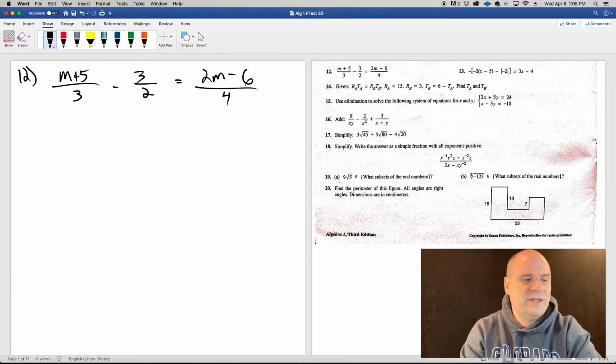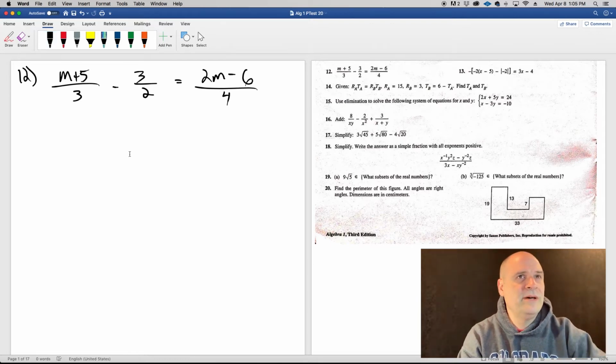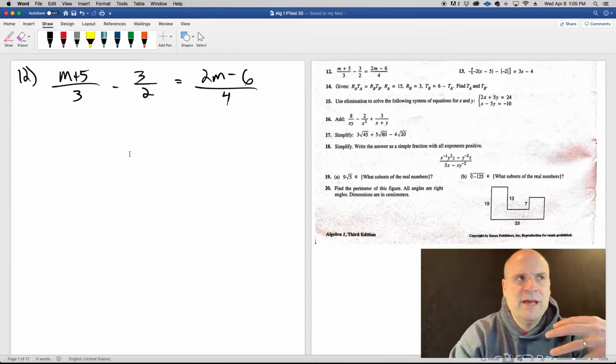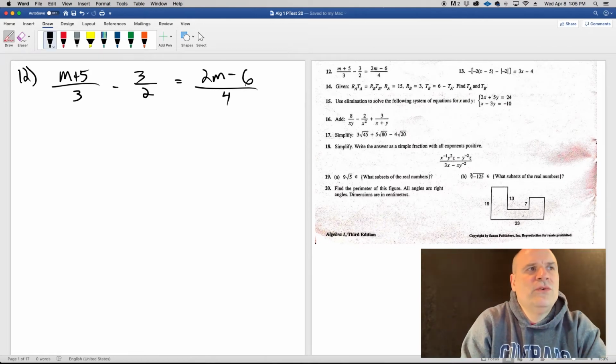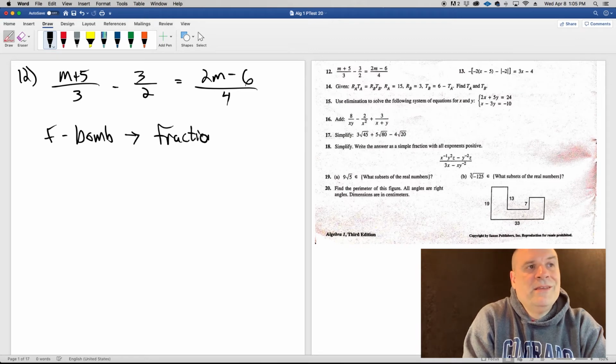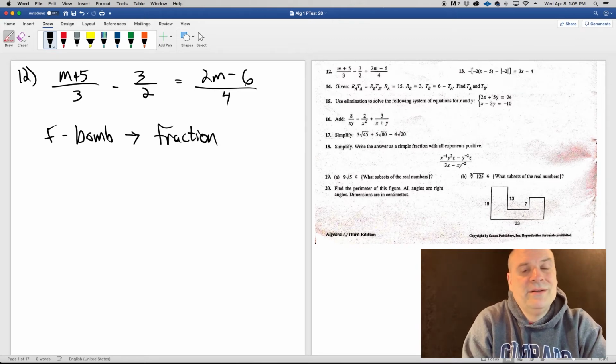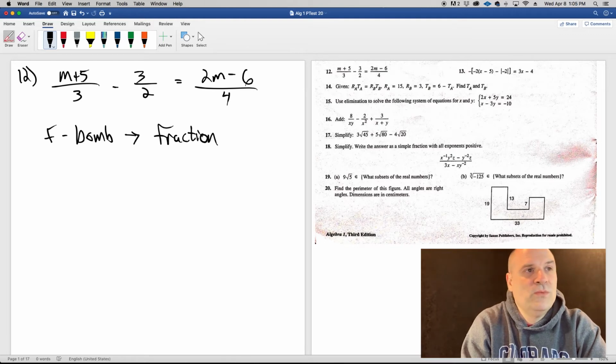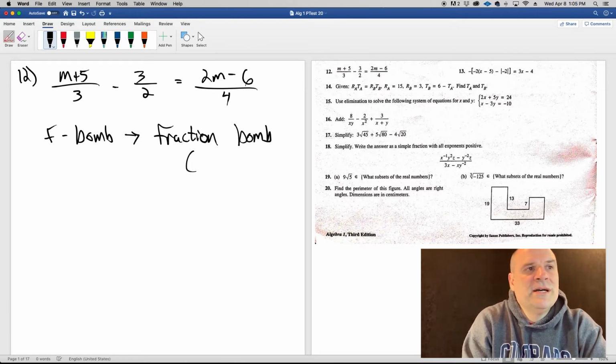Okay, I'm not sure we talked about this, but I'm gonna introduce you to the F-bomb. Okay, it's not what you think. The F-bomb is what's called the fraction bomb. It's a bomb that you can drop on this equation and it'll get rid of all the fractions in one swoop. Well, the fraction bomb is just the least common denominator.